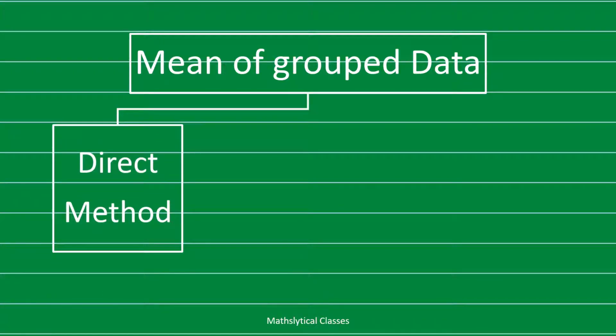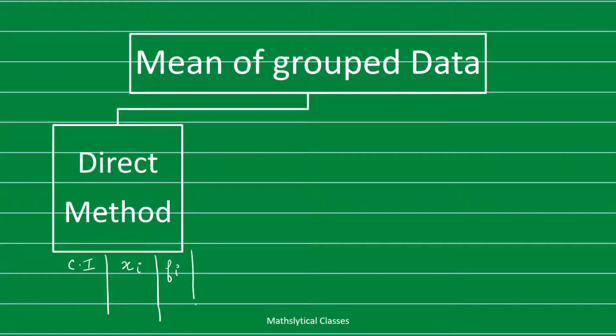What we do in the direct method: class intervals will be given. As we have discussed, class intervals will be the groups. In the direct method, we will find out xi. And what will xi be? Xi will be the midpoint of each class interval, and frequency will be given. Obviously frequency will be given, and xi we will find out.